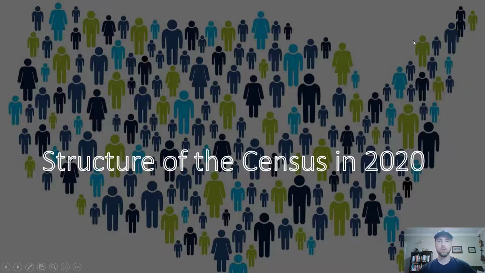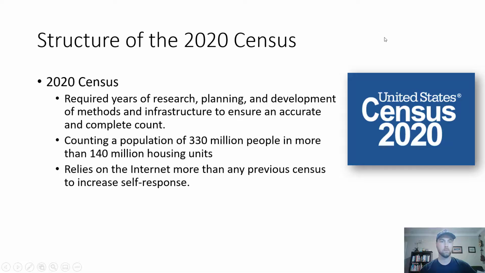All right, so what is the structure of the census in 2020? The 2020 census required years of research, planning, and development of methods and infrastructure to ensure an accurate and complete count. The Census Bureau has a large number of programs that it runs before the census ever takes place, and we're talking about going back to 2011, 2012. The Census Bureau has been fine-tuning its geographies, like the actual spatial boundaries it uses to tabulate people. It's gone out to local jurisdictions and asked for their own GIS data so that it can make these boundaries more accurate.